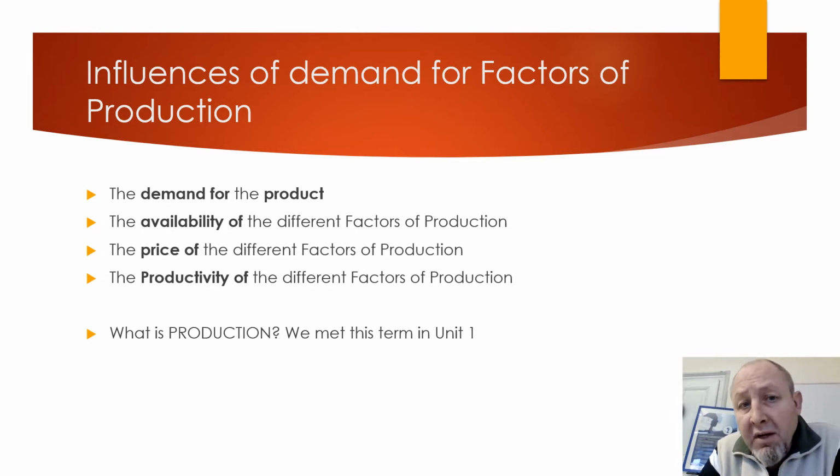Then what else could be an influence? The availability of the different factors of production. If we've got a lot of labor, chances are the cost of labor would be low, and we would utilize more labor than, say, capital. Sometimes materials become scarce, so we substitute the material.